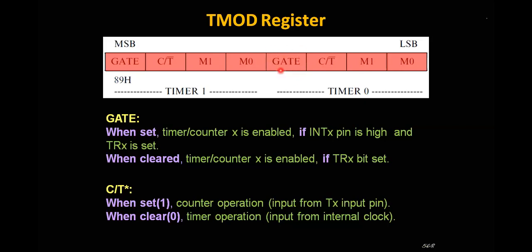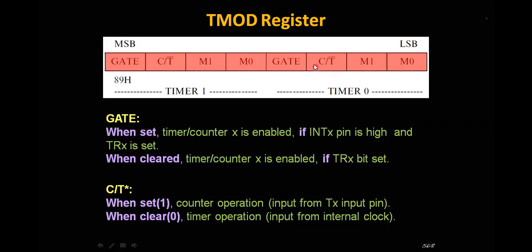If the gate bit is 0, the programmer can control the timer, that means we can control the timer by using the program, by software means. And if the gate bit is 1, we operate the timer by hardware means. That means you are getting the signals from the external input lines, INT0 bar and INT1 bar. And C/T bar is nothing but timer or counter. When C/T bar equals 0, it is operating in timer mode, and C/T bar equals 1 means it is operating in counter mode.